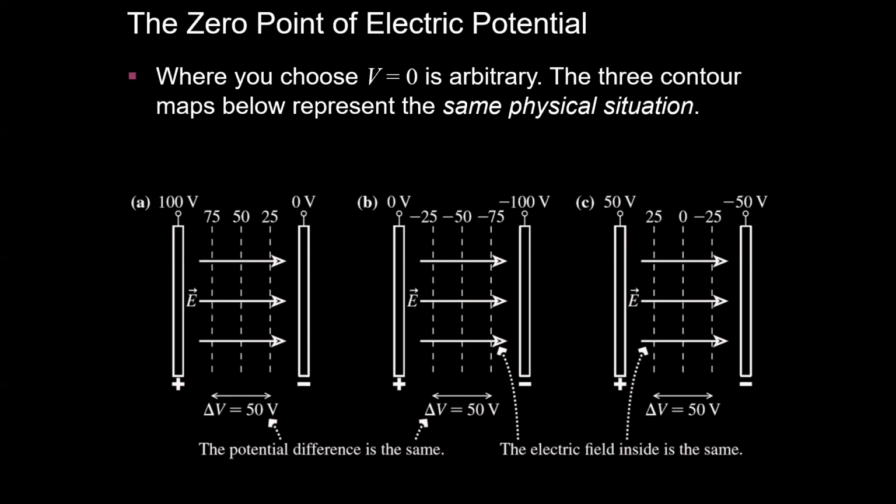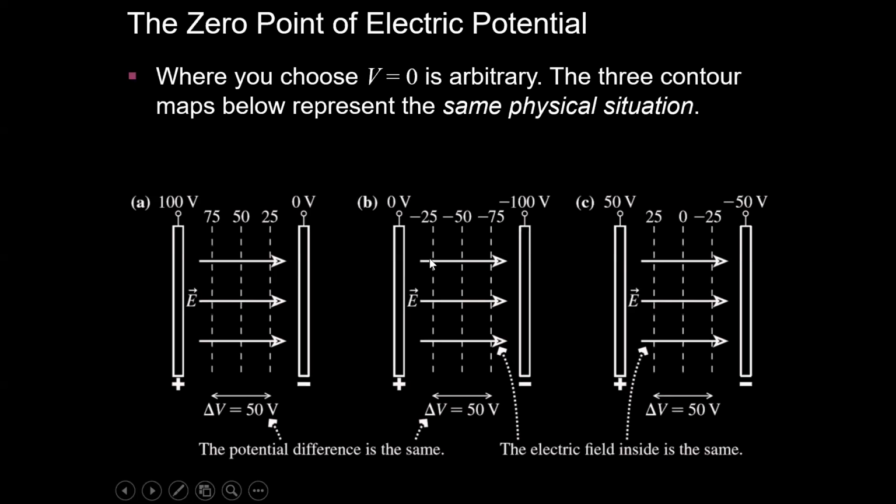So for instance, let's take these two contours on the left and the right here. On the right-hand graph, the left contour is at 75 volts and the right contour is at 25 volts. What's the potential difference, the voltage, between those contours? Well, it's 75 minus 25, it's 50 volts. And you'll see that in the middle graph, the voltage between the left and right contours is still 50 volts.